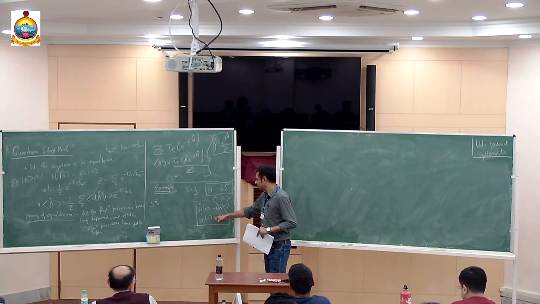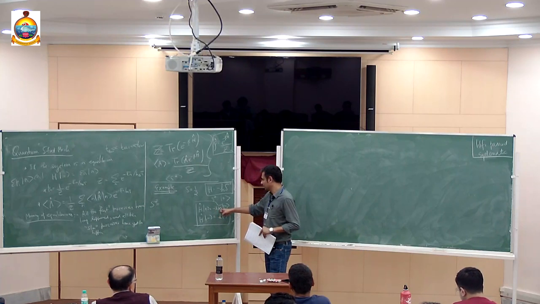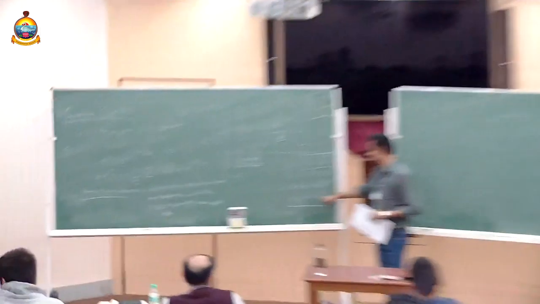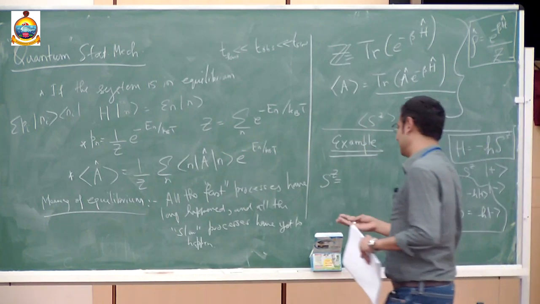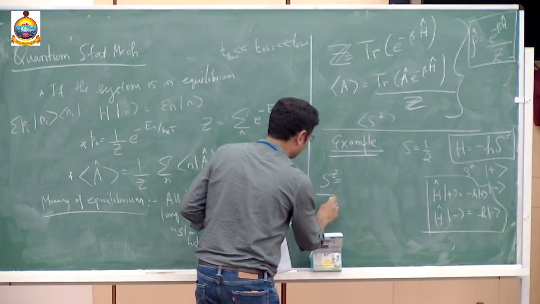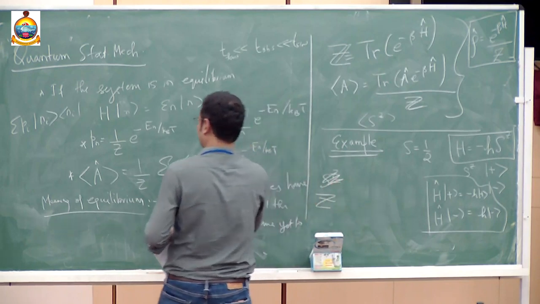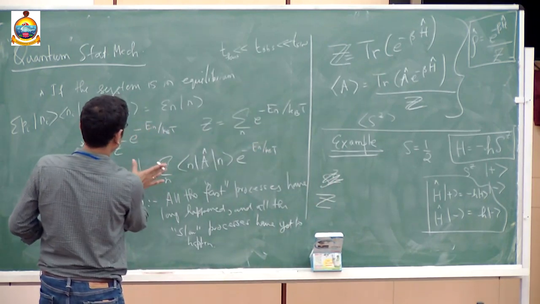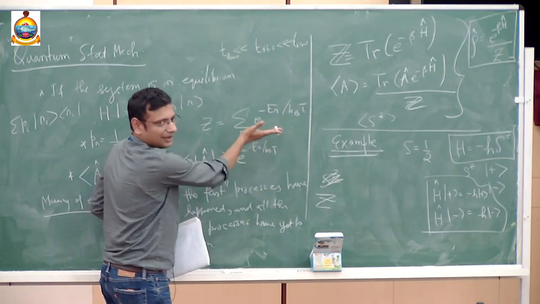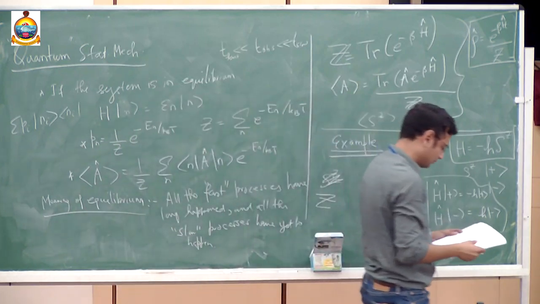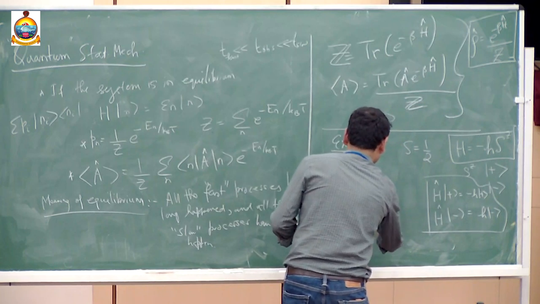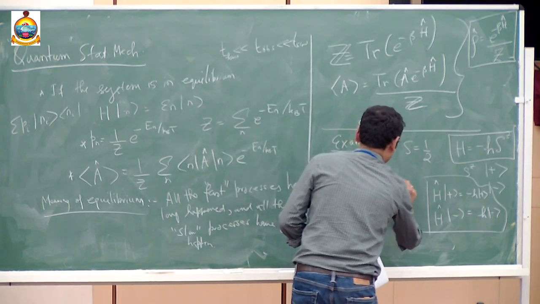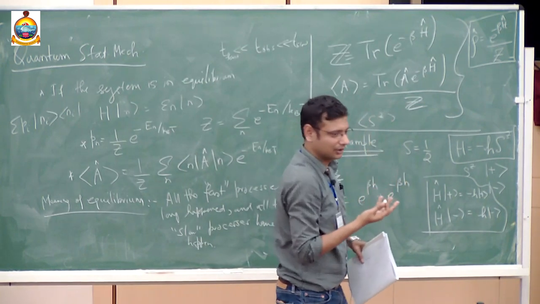So let's say I give you this information. These are my energy eigenkets. There are two energy eigenkets here, right? Then of course you know how to write the partition function. Let's say you use this simple definition. So I'll just write down the partition function. This is your partition function, right?